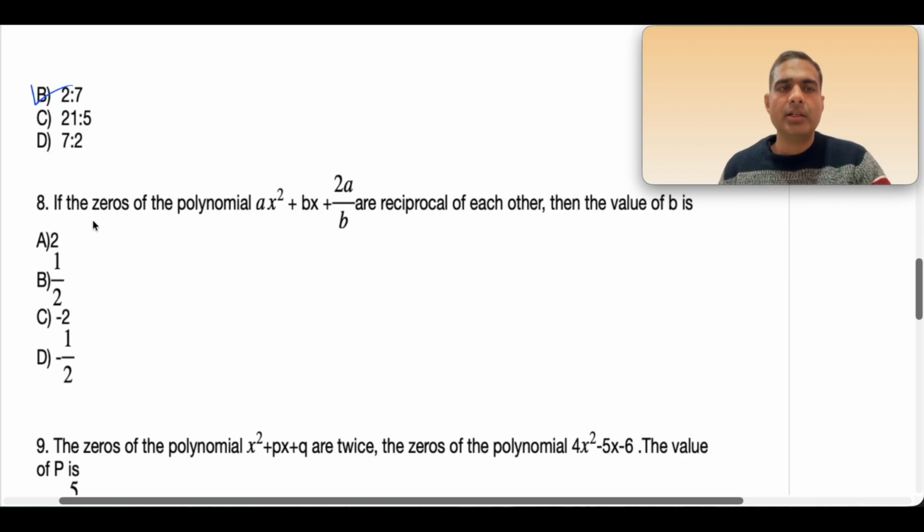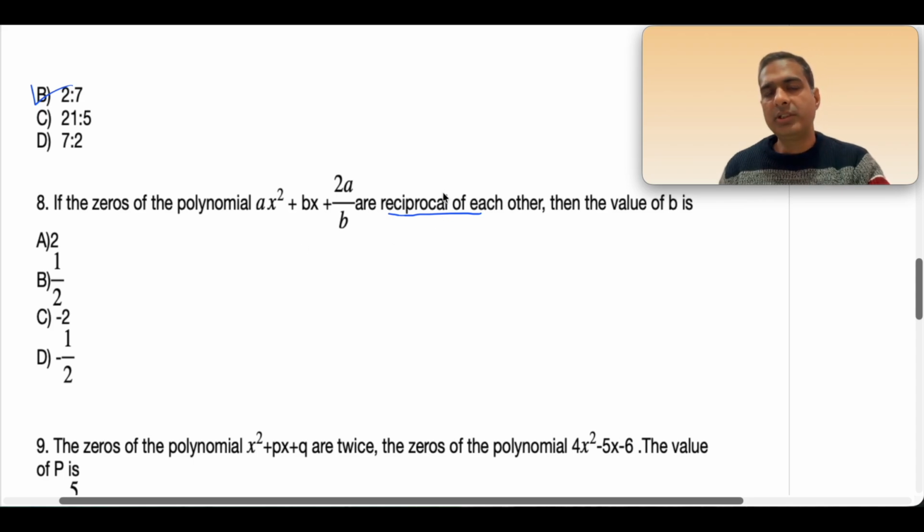Question 8. If the zeros of the polynomial are reciprocal of each other, then the value of b is. Now this is an interesting question. Here no real information is given about the roots, but it is just given that they are reciprocal of each other. We don't have any value of the roots. So they are reciprocal of each other, then we have to find out the value of b.